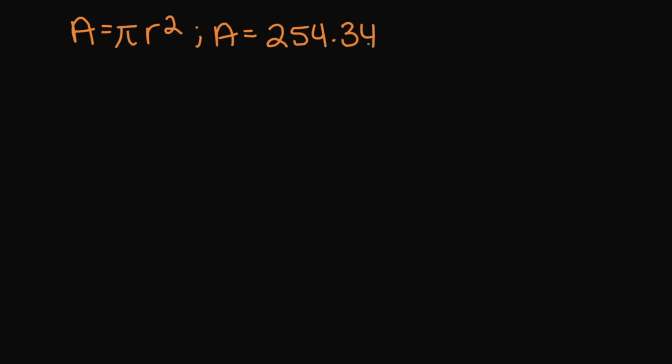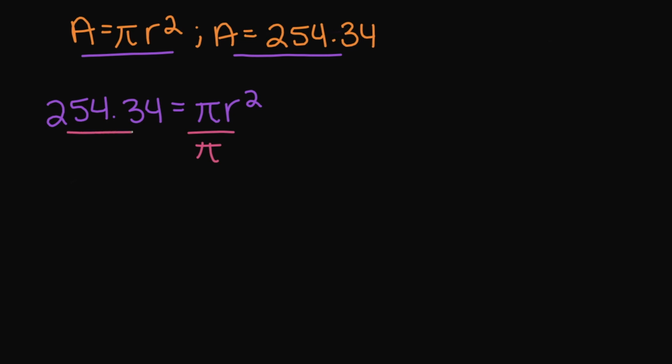Let's look at this example here. My area is 254.34, which is here. And then this is my formula here, and we need to find the radius. So I'm going to plug in what I have so far, equals pi times r squared. I'm going to divide both sides by my pi. So this is going to be divided by pi. So 254.34 divided by pi, this is going to equal 81.